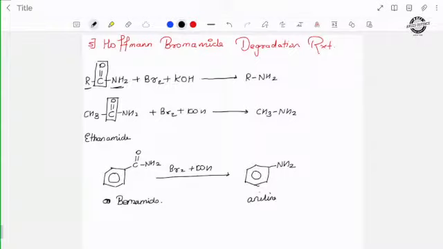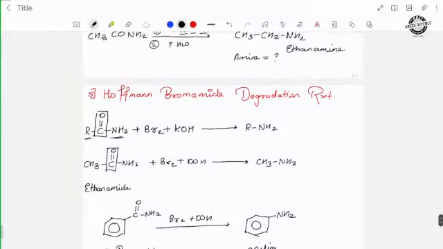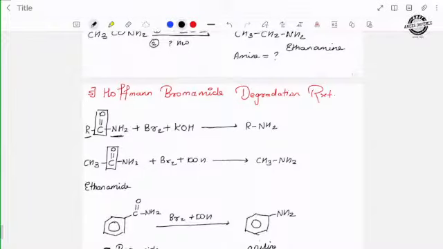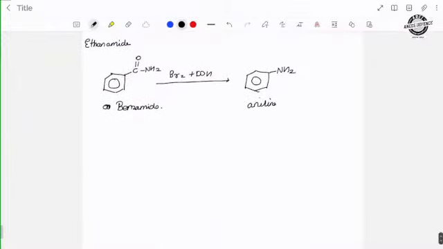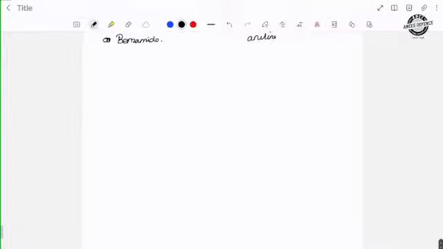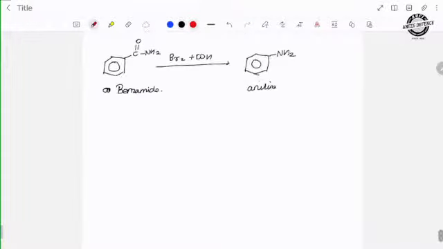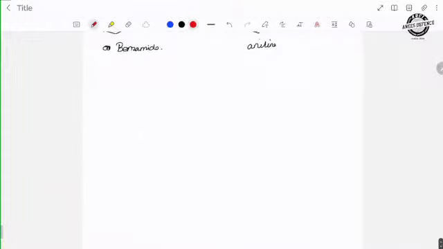Sure. Let's move further. The last preparation of amine is Gabriel phthalimide synthesis. So this is my third or fourth name reaction. First was Hoffman ammonolysis, second was Mendius, third was Hoffman bromamide, and the fourth one is Gabriel phthalimide synthesis. This is also quite simple, very simple. So let us see Gabriel phthalimide synthesis. This is my sixth reaction.